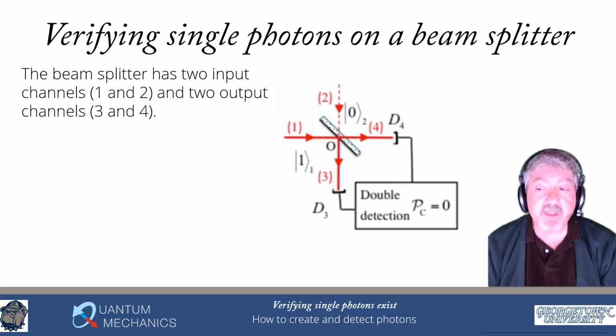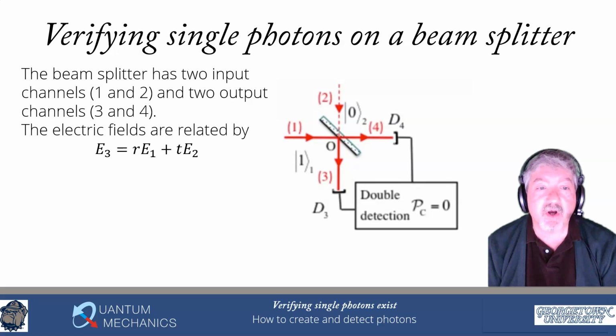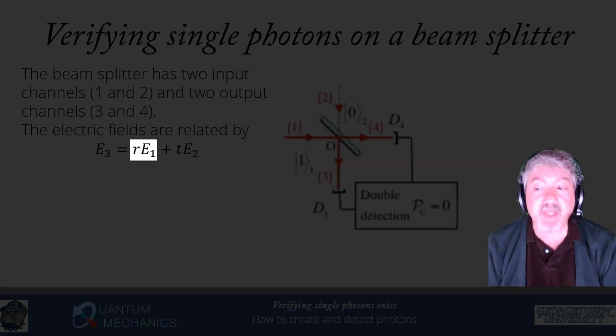But if we think of it as coming in the 2 ports, then we can actually calculate what the electric fields are and how they are related. You can think of the electric field as essentially being the arrow that we were using in modules 3 and 4. So when I come in from port 1, if I'm reflected, I'm going to reflect to port 3. So we're going to multiply that by the amplitude for reflection.